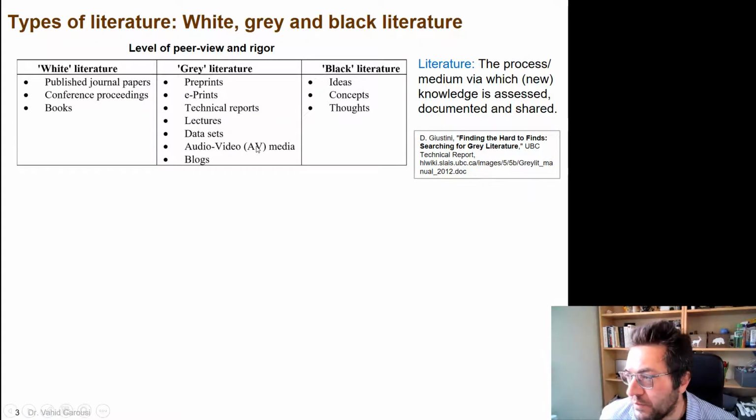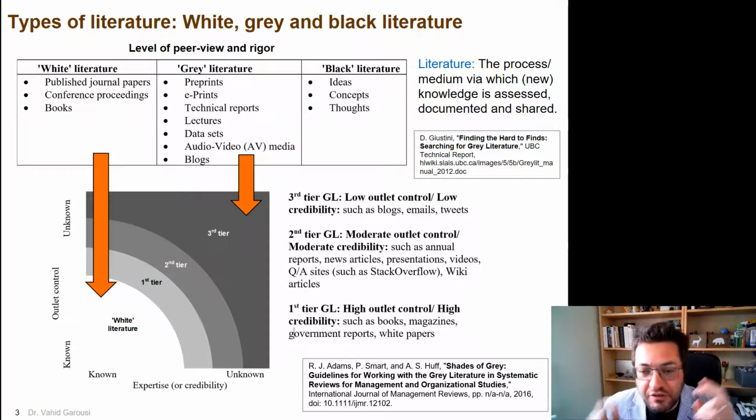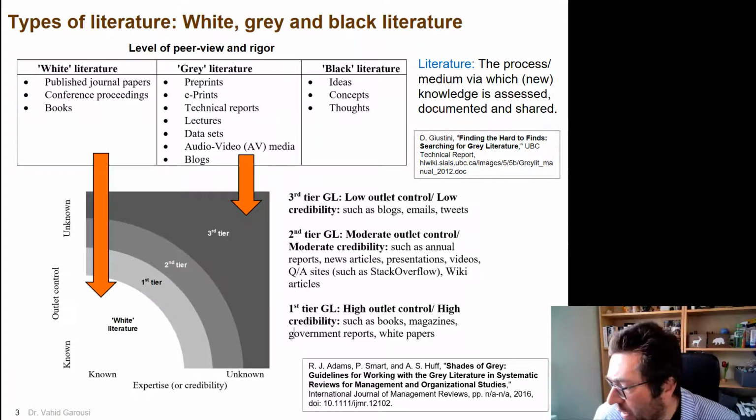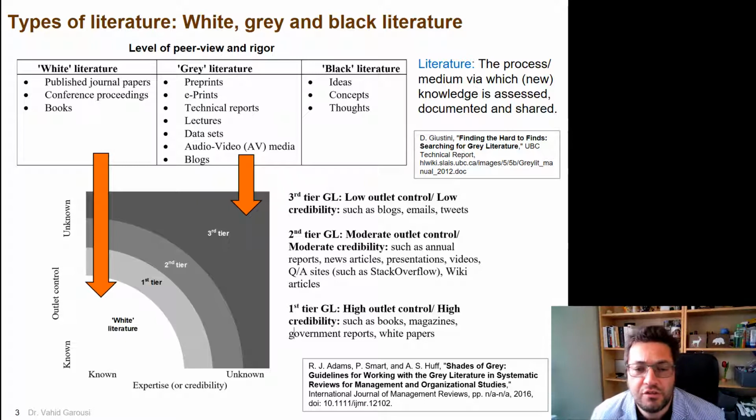There are even other works which have classified gray literature into shades of gray. This is a nice paper published a few years ago in 2016, in an area outside software engineering, the Journal of Management Reviews. Gray literature itself, like that paper, was divided into three different tiers, as you can see. It's about expertise or credibility from known to unknown, and in terms of outlet control from known to unknown. So we can classify them, and several examples are mentioned here.